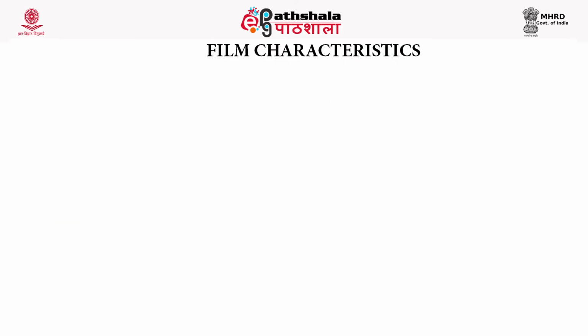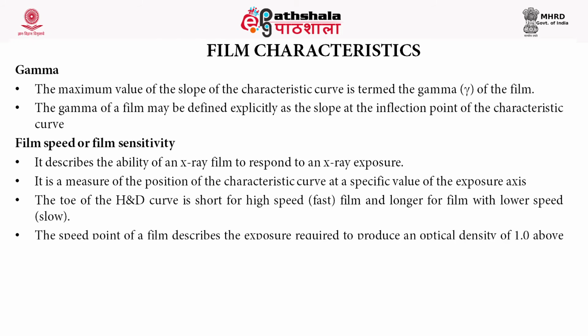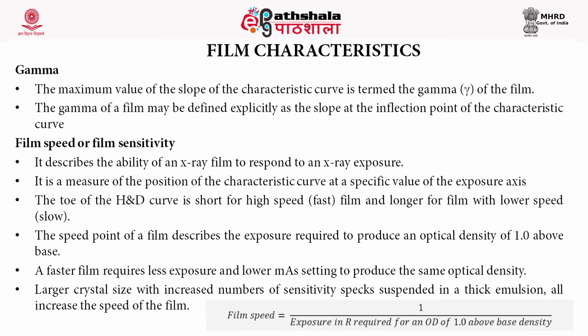Another term used to characterize the film is the gamma. The maximum value of the slope of the characteristic curve is termed the gamma of the film. The gamma of a film may be defined explicitly as the slope at the inflection point of the characteristic curve. The film speed or film sensitivity describes the ability of an X-ray film to respond to an X-ray exposure. It is a measure of the position of the characteristic curve at a specific value of the exposure axis. The toe of the H and D curve is short for high speed or fast film and longer for film with lower speed or slow film.